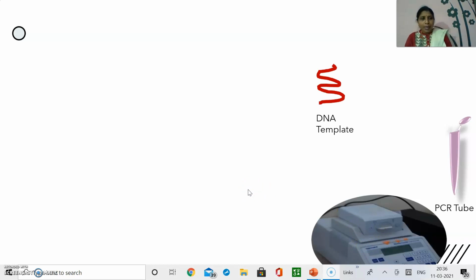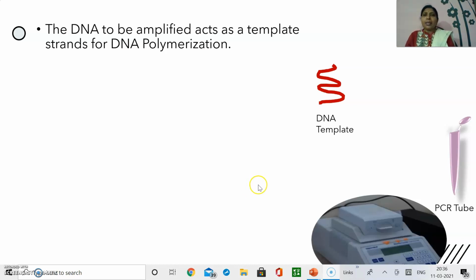the main requirement, the DNA template. The DNA to be amplified means the DNA of our interest, the one of which we want copies. That DNA which should be amplified acts as a template strand for the DNA polymerization.